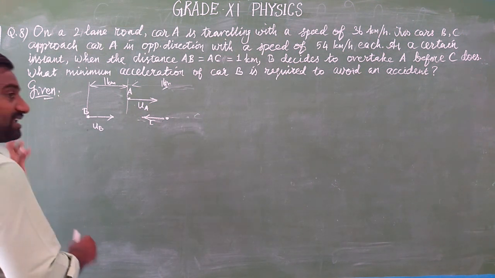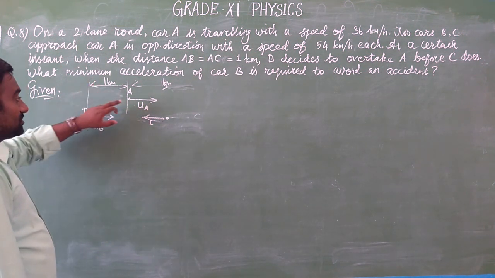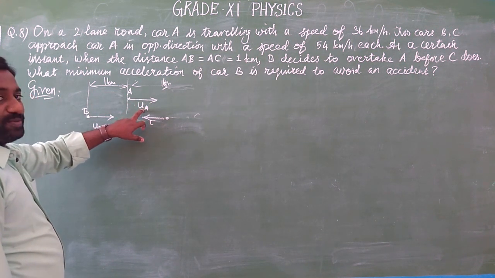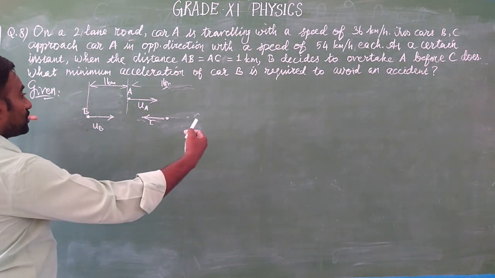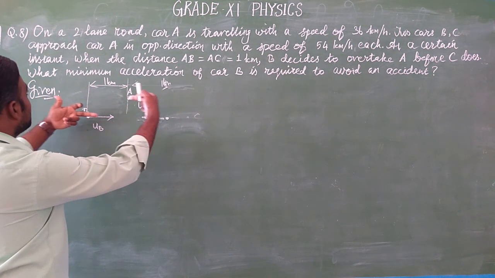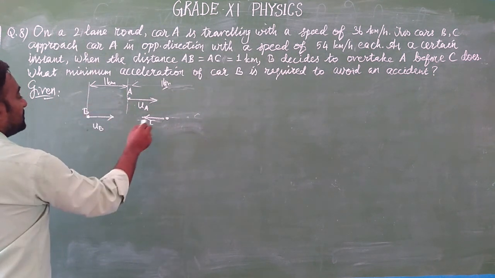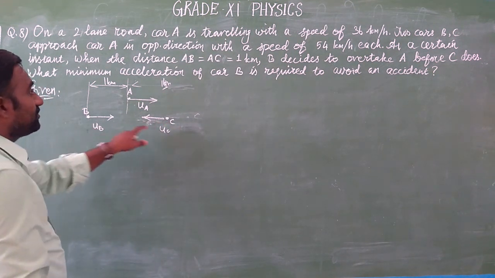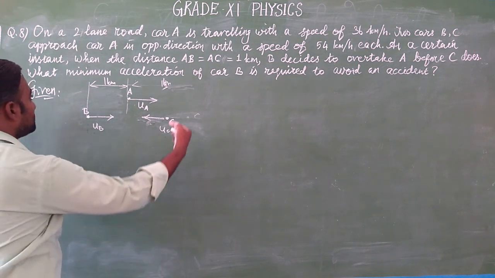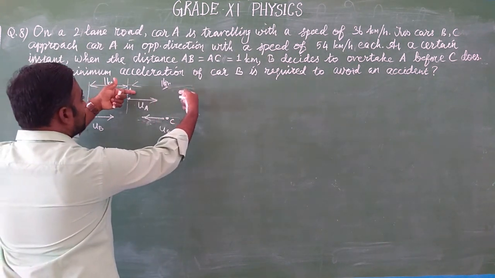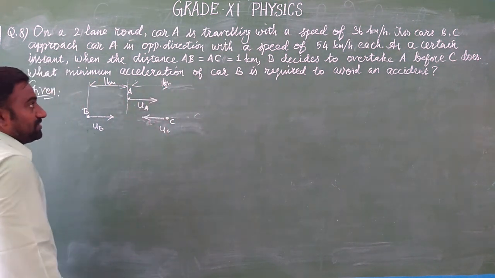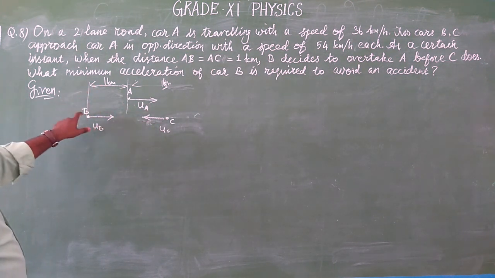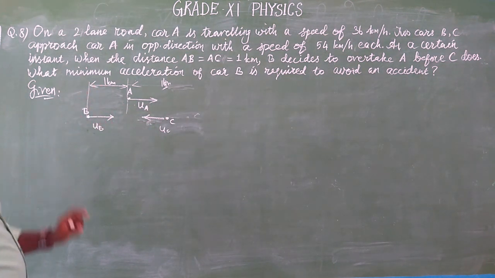Are you clear about the question? I repeat once again. There is a two-lane road. First, car A is moving with a speed of 36 km per hour, and two cars B and C approach A in opposite directions with equal speed. This is car C. What is the speed? 54 km per hour. At a certain instance, the distance AB and the distance AC are equal to 1 km. B decides to overtake A before C does. In that case, what is the minimum acceleration of car B to avoid an accident?